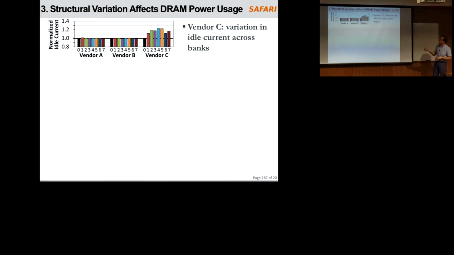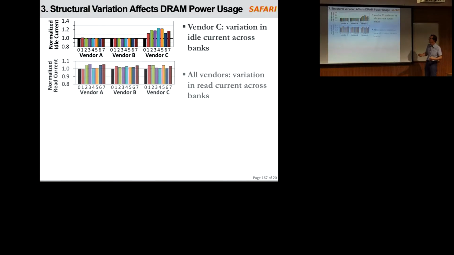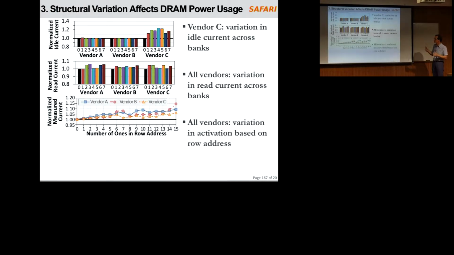Okay, structural variation is also present here. Basically, you get different power draw across different banks, in some cases. It's not as visible for vendor A and vendor B in terms of the idle current across banks over here, but in vendor C, there's a lot of variation across banks in terms of the idle current. And in terms of read current, there's a lot of variation. A lot depends on what you specified, but this is within like 7% or so here, but there's a lot more over here. And there's a lot more data over here.